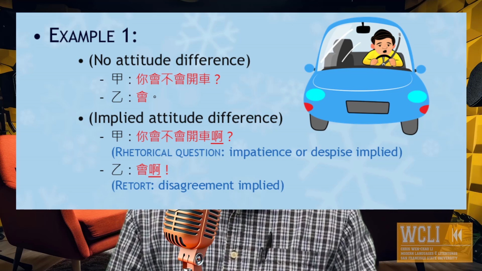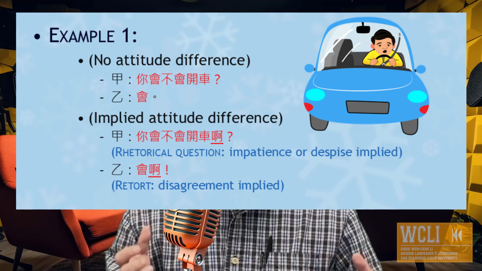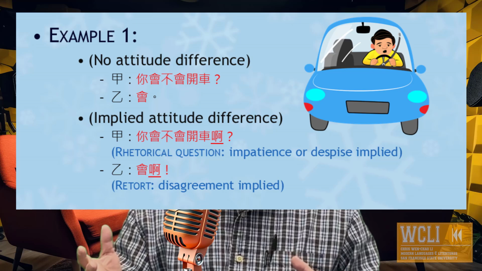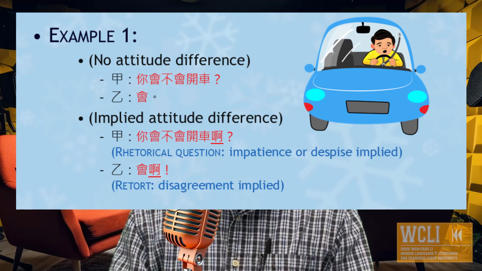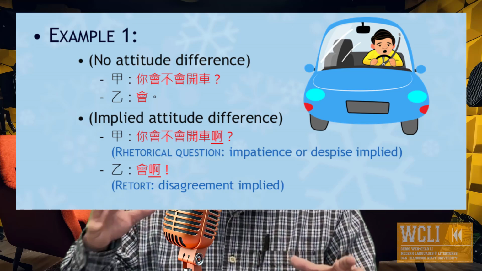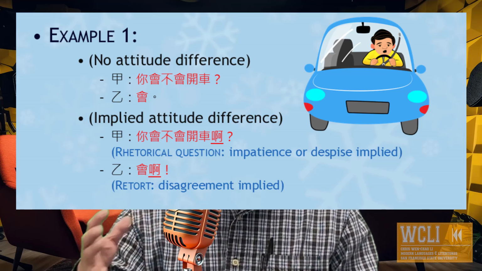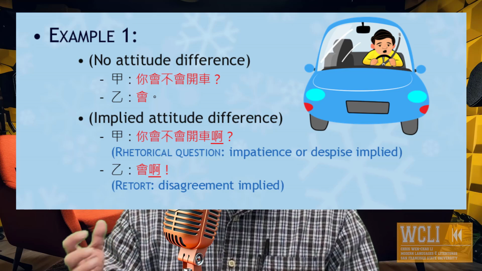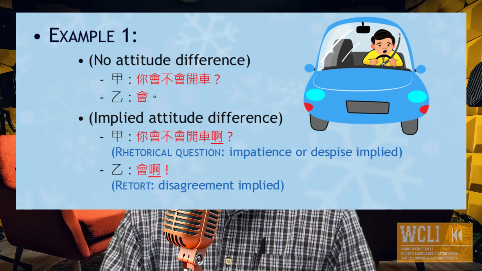Let's look at some examples. First, some neutral statements. 你会不会开车? Do you know how to drive? 会. Yes, I do. Okay. Nothing is implied there. Whereas when I add an 啊 to it, 你会不会开车啊? Do you have any idea how to drive? 会呀. Of course I do.